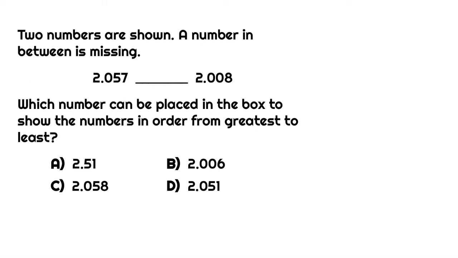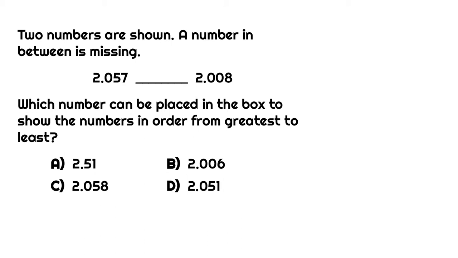Unit 4 Mixed Review number 6. Two numbers are shown. A number in between is missing. So we got 2 and 57 thousandths, 2 and 8 thousandths. Which number can be placed in the box to show the numbers in order from greatest to least? So we're trying to find what fits between these.